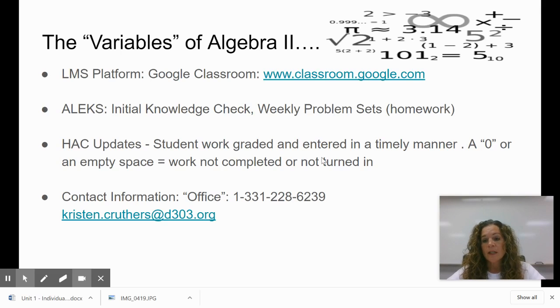I do grade their work in a timely manner. Just a reminder that if they see a 0 or an empty space this year, then that means that the work was not completed or turned in, and it does count as a 0 in their grade. When they get that turned in, then I would go ahead and update that grade for them.